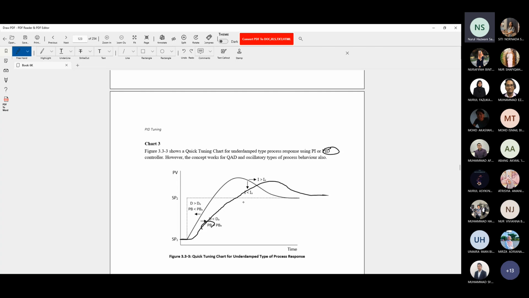For the I, if we increase the value of I greater than I naught, this shape, this process response will move to the right. Like this, more or less like this also. If we use a lesser I, the overshoot, the peak will possibly be smaller. Like this. You imagine like this.